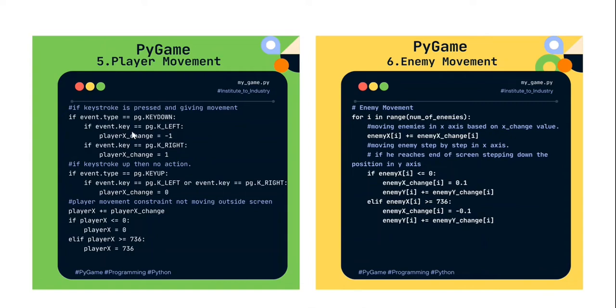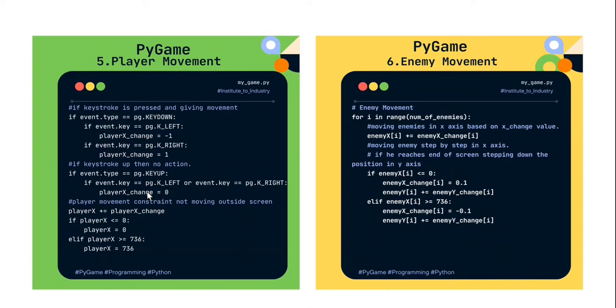So next is event dot key. If he pressed key left, left means the left arrow, then the player x needs to be moved at a -1 position. So he will move a little bit in the x-axis direction. Similarly, if he presses the right button, then it needs to move in the positive +1 direction. And if the key is up, there is no need for movement. Okay, so that is the player x change.